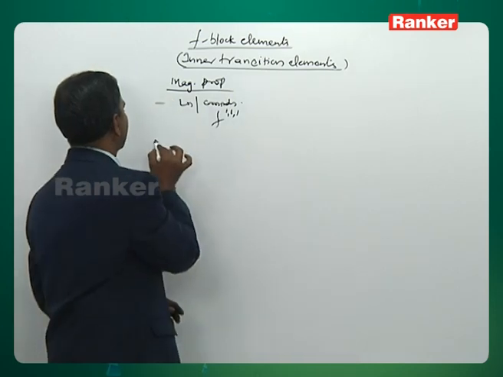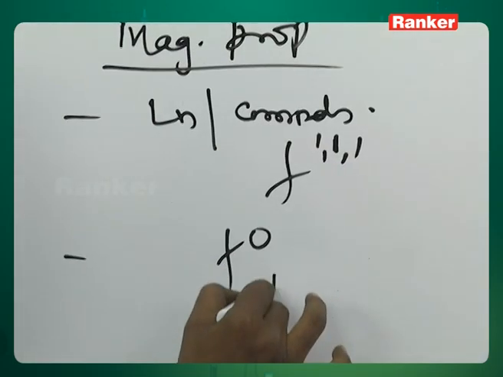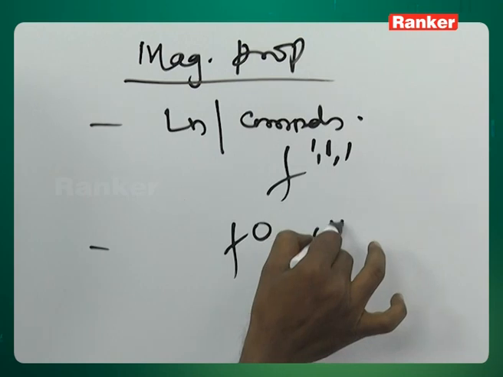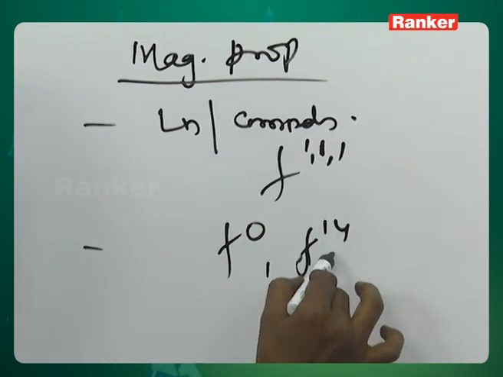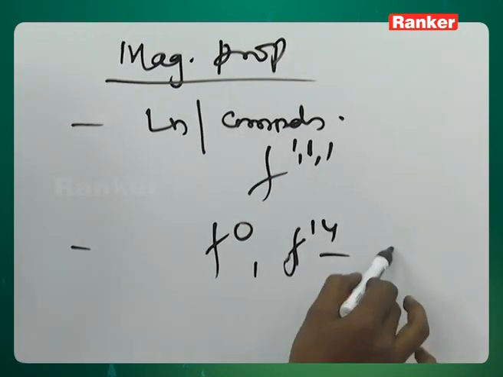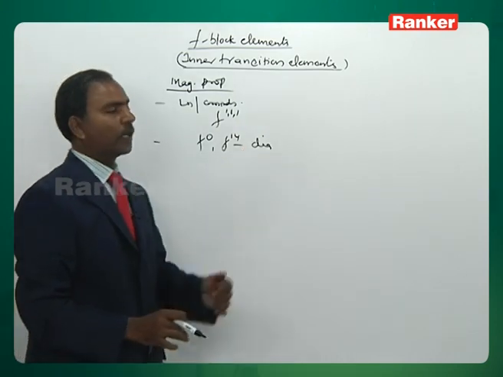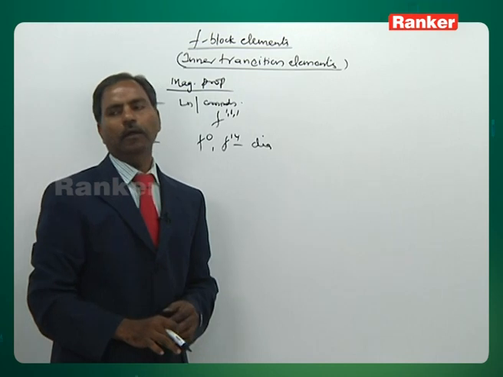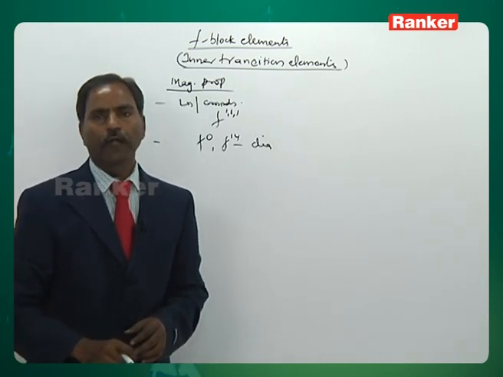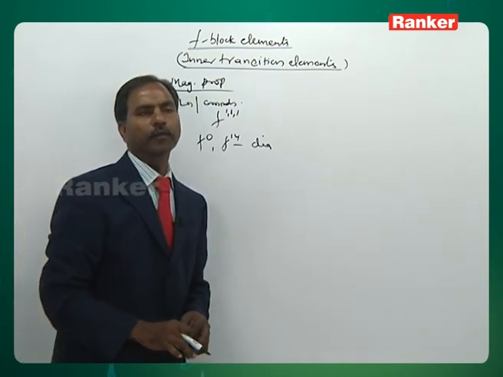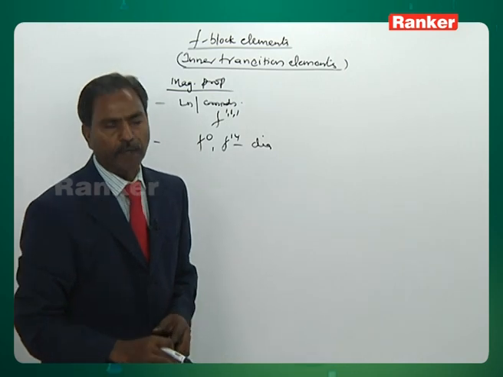Next, you can consider the f0 configuration or the f14 configuration. These two configurations are diamagnetic. Why? f0 has no unpaired electron, f14 has no unpaired electron. Therefore, f0 and f14 electronic configurations are found to be diamagnetic.